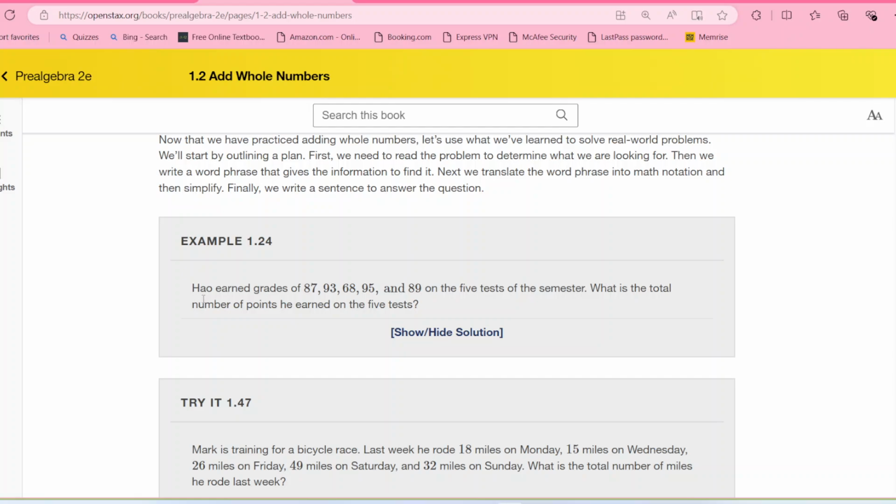So again, sorry about the pronunciation of this, but the name here looks like How. Earned grades of 87, 93, 68, 95, and 89 on the 5 tests of the semester. What is the total number of points he earned on the 5 tests? All right, so that was first, right? We read the problem, and then you got to determine what they're looking for.